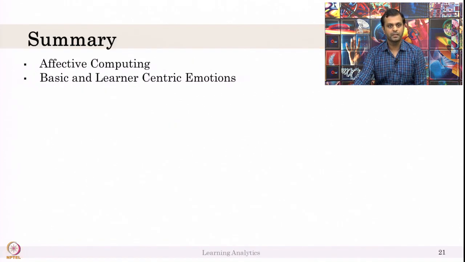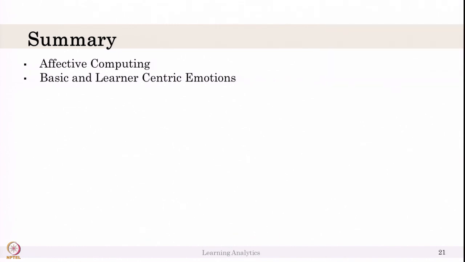That is the idea. So, in this slide, we saw what affective computing is and what basic and learner-centric emotions are, and how to detect the basic emotions from webcam-based automatic systems or open posture, and how learner-centric emotions can be detected from log data or other data if you have human observation or self-reporting as the label data.